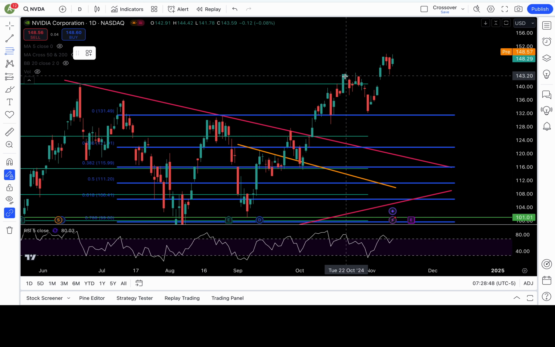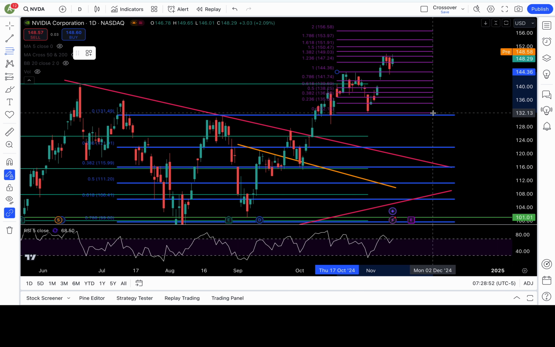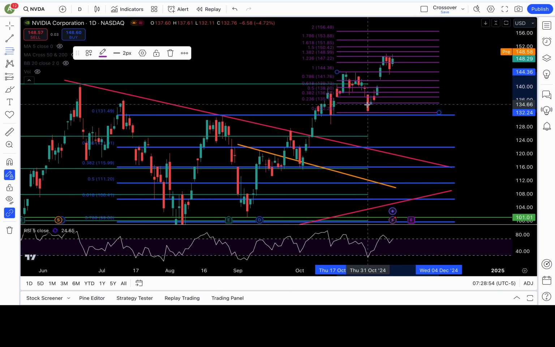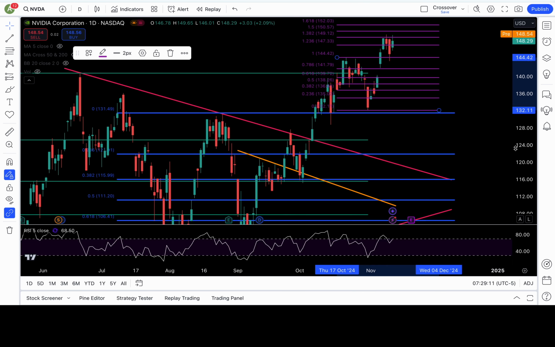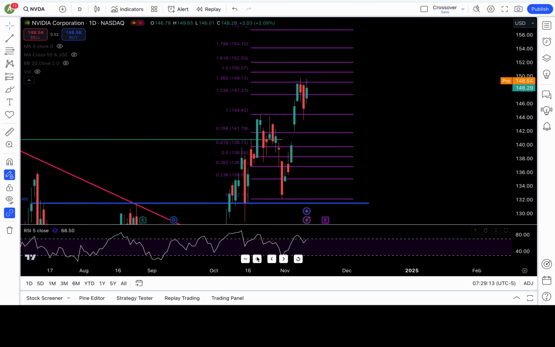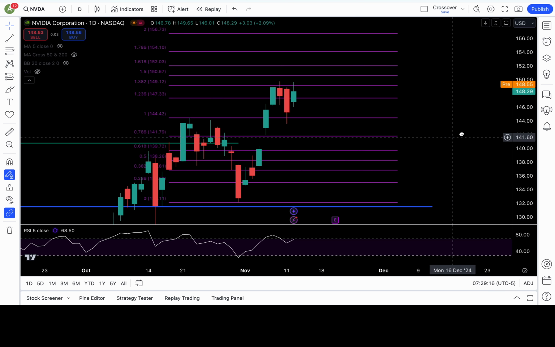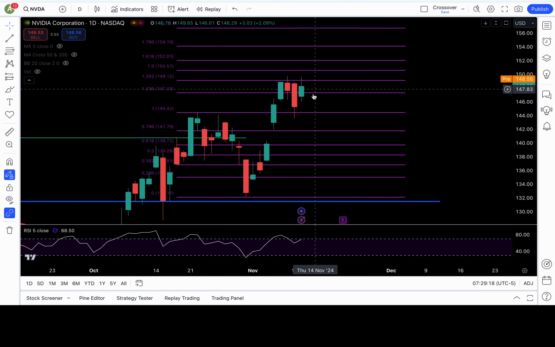So I'm looking at this pivot high right here from October 22nd, and I'll bring it down to that pivot low right there, down to October 31st. And I want to get the coordinates right. So the high of October 22nd is 144.42. And then the low of October 31st, Halloween, was 132.11. So let me get the coordinates right, and boom, now I got my Fibonacci level. Just takes a few seconds to do. I love it. So the next Fibonacci resistance level I have is at 149.